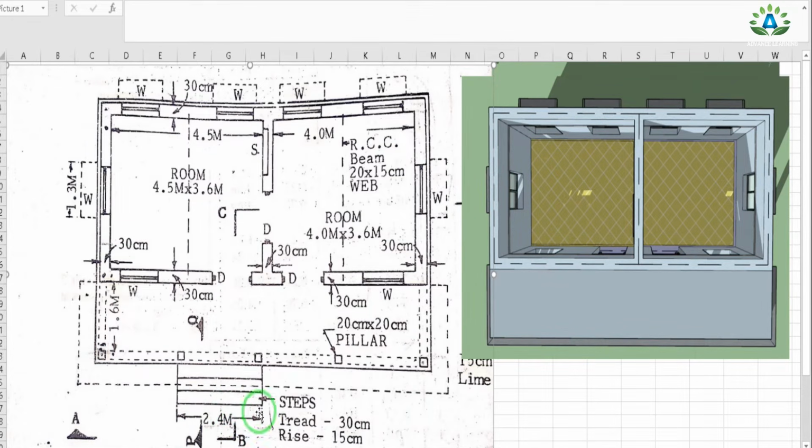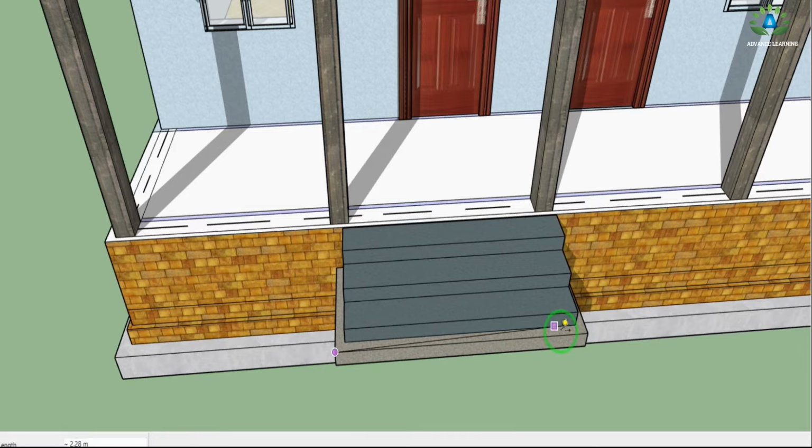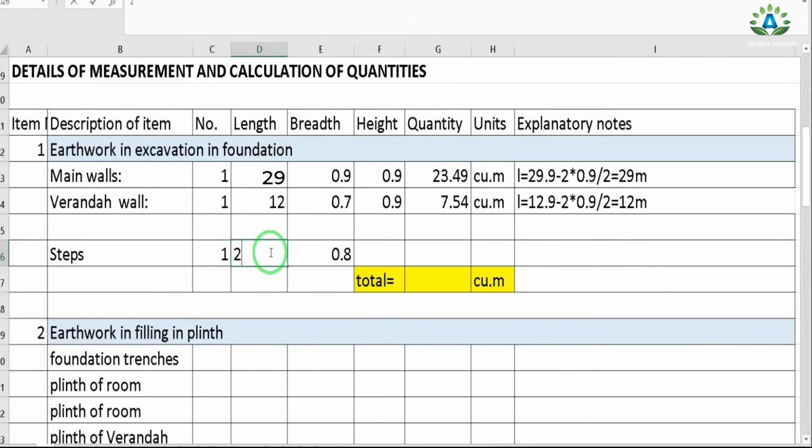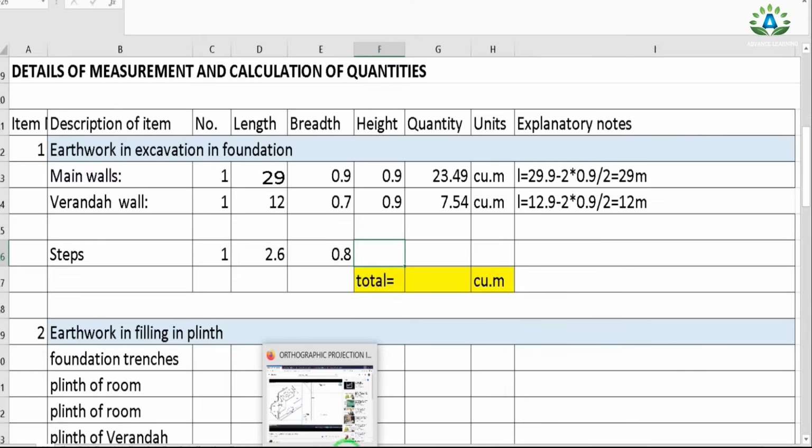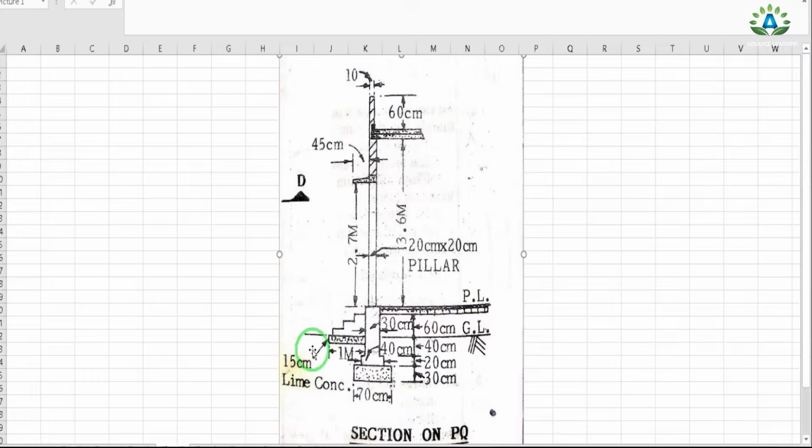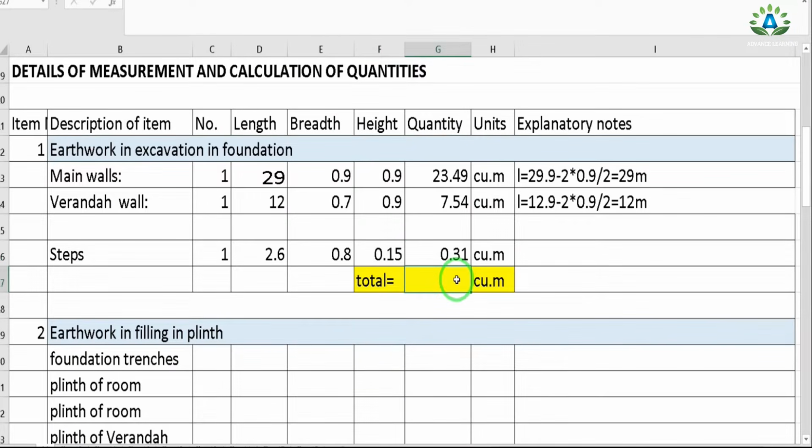So we have to add these projections of 0.1 on both sides, and we get this total length 2.4 plus 2 into 0.1, that is 2.6. That is, from this side to this side we get 2.6 meter. So I can write this as 2.6 meter. And we have this height of this excavation of step only 15 centimeter. So 0.15. And we get total 31.36 cubic meter.